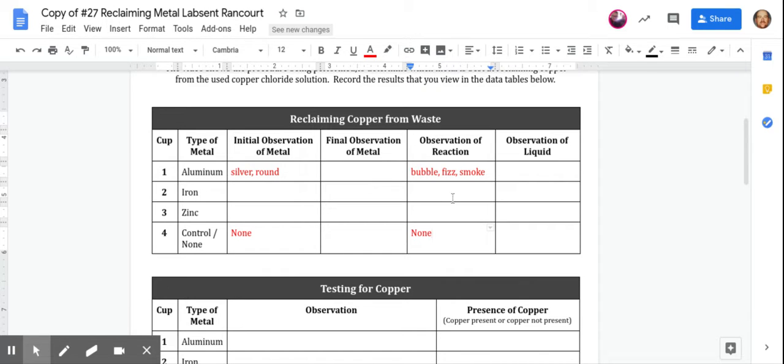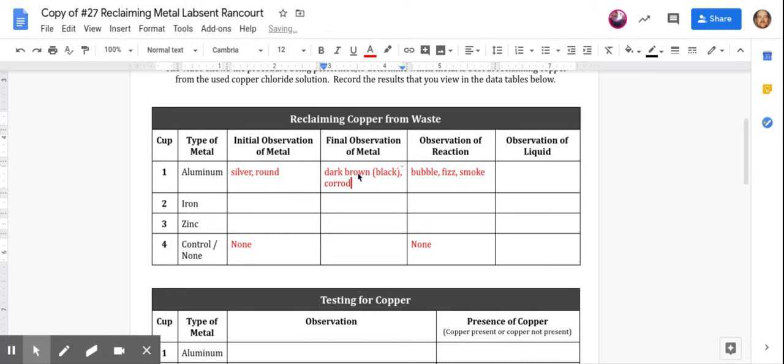Then, after all the reactions have taken place, go back in and fill in this column right here. Tell me what the metal looked like after we added the copper chloride solution. I think you'll notice after the aluminum and the copper chloride solution are mixed that it's dark brown, maybe even black. You'll notice that it's corroded and things like that. You'll need to do that for the iron and the zinc as well. Obviously, the final observation of the metal for cup 4 is none because you didn't add any metal to cup 4. Again, that's just the control.